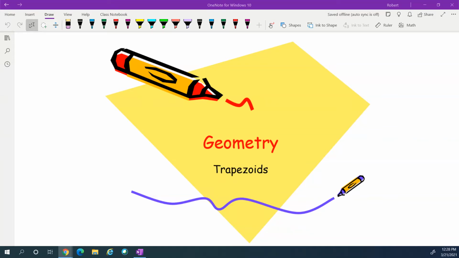Okay. Well, next up in our quadrilaterals are trapezoids. Now, trapezoids are not parallelograms. They're kind of the cousin of a parallelogram, but they are quadrilaterals.